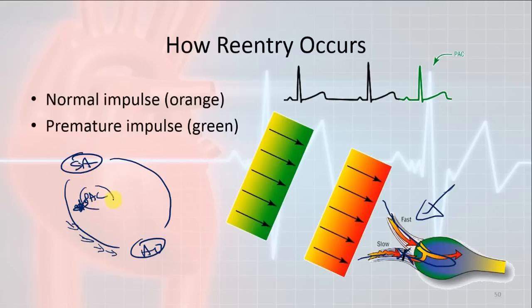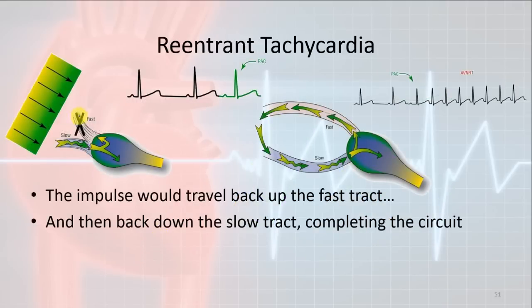When the depolarization of the PAC occurs, it spreads out in waves throughout the atrium. What happens if it depolarizes this slow track here? It's going to depolarize this one first before it depolarizes the fast track, which is going to send another impulse going down to the AV node by way of the slow track. Because it's traveling down the slow track, it's not traveling down the fast track.